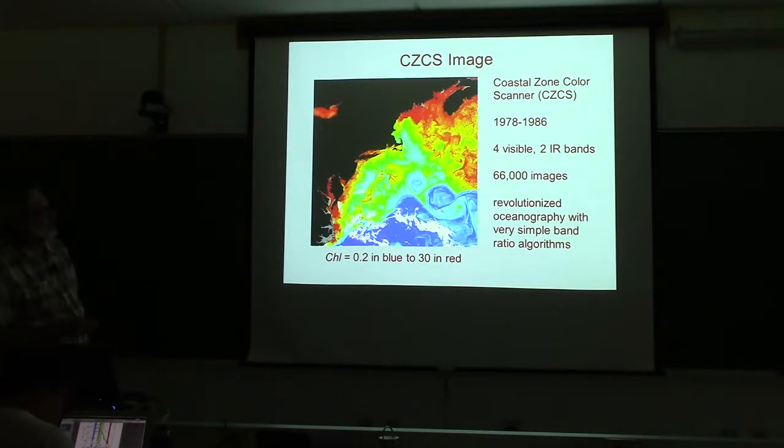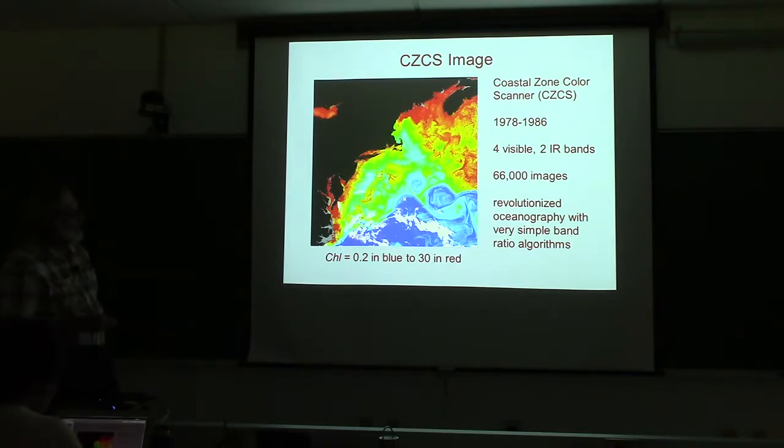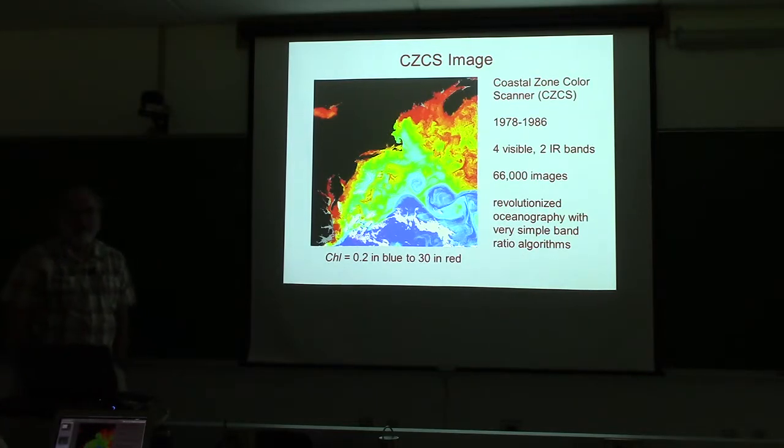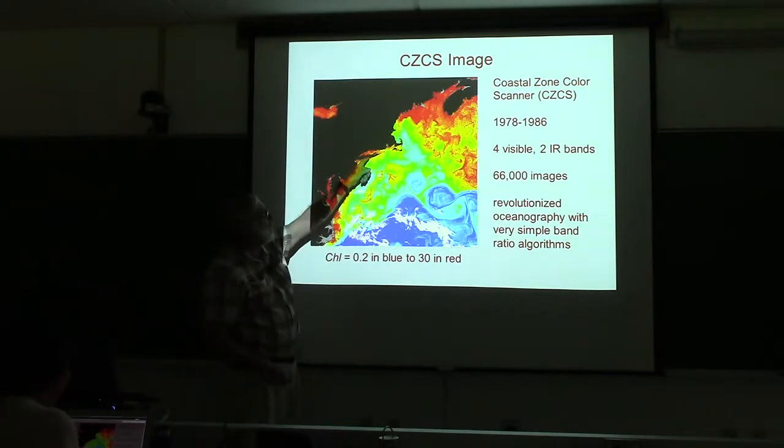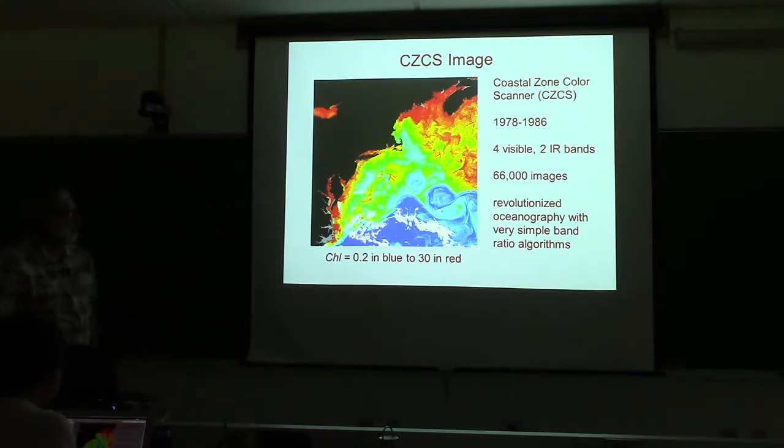Yeah, they actually, 78 to 86, they had 66,000 images. And like Ken said, that was just here today and there tomorrow. But, you know, there's an image there of the Gulf of Maine. So we're sitting right up here somewhere. There's Boston. Just phenomenal detail you get of variability in the oceans here. Nobody was expecting anything like that. And this is chlorophyll of 0.2 in the blue to up to 30 in the red up here. Pretty astounding. Okay, and all it took was a very simple band ratio algorithm.